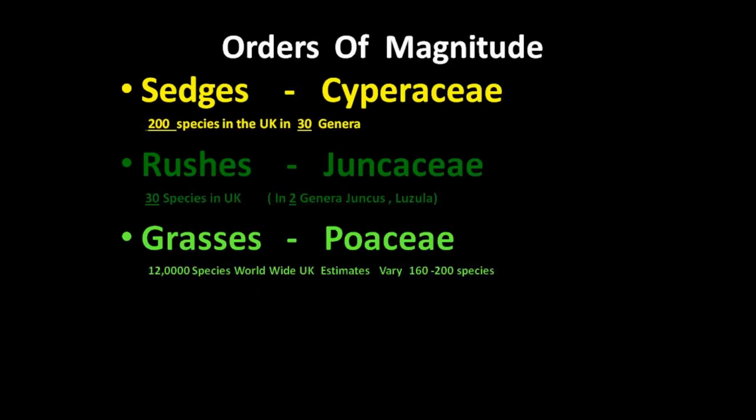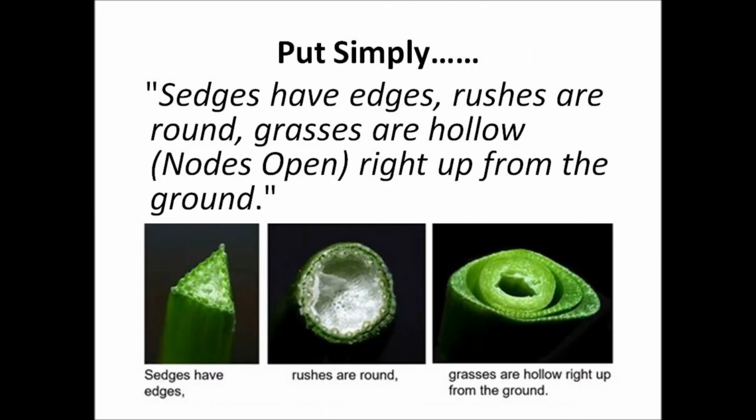To give some idea of scale, in the UK, sedges or Cyperaceae, there are 200 species in 30 genera. The rushes or Juncaceae, there are 30 species in 2 genera. And the grasses are a phenomenal 12,000 species worldwide, with a UK estimate of between 160 and 200 species. If you take home one thing and one thing only from this episode, it is the following mnemonic. Sedges have edges, rushes are round, grasses are hollow with nodes open right up from the ground.